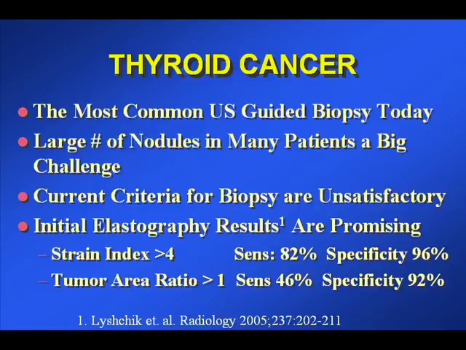Initial elastography results published by Andrei Lychik in Radiology in 2005 are promising, showing that if you use a strain index greater than 4, with the strain index being the strain in the lesion in question versus the strain in adjacent thyroid tissue or muscle, you can achieve reasonable sensitivity and specificity. And if you combine that with tumor area ratio, you can increase that slightly further.